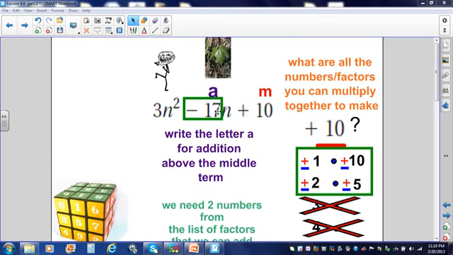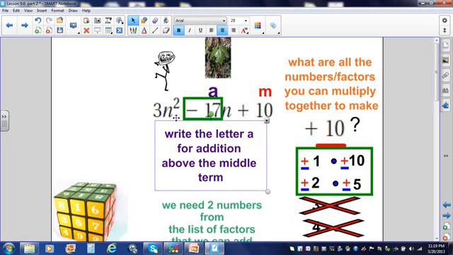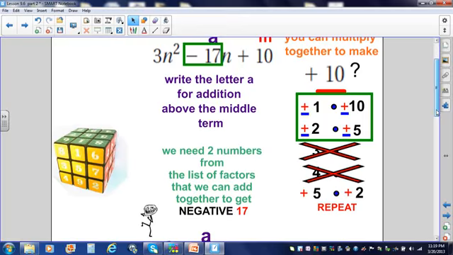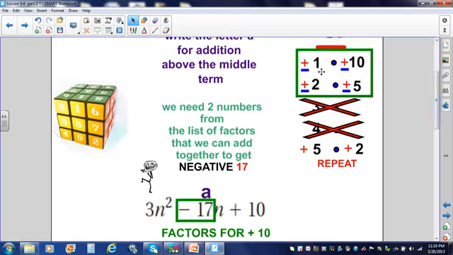Now ask yourself, what numbers from our list over here can we add together to get negative 17? So just like we've done before, we're going to write the letter A over the middle term. We need 2 numbers from this list that we can add together to give us a negative 17.